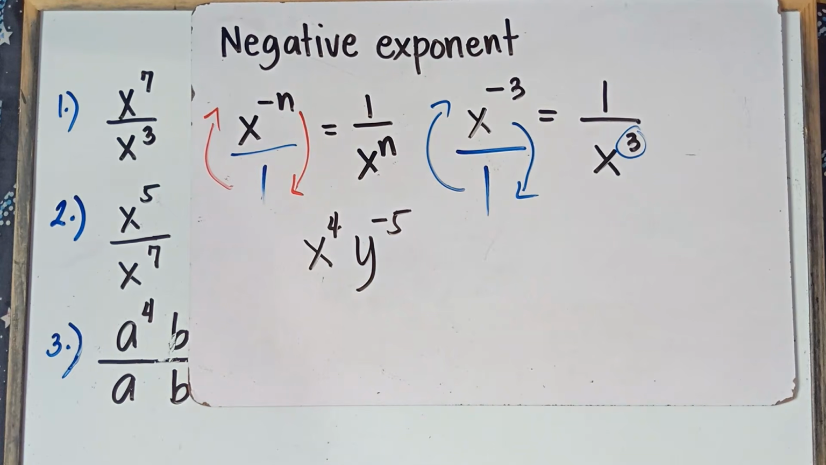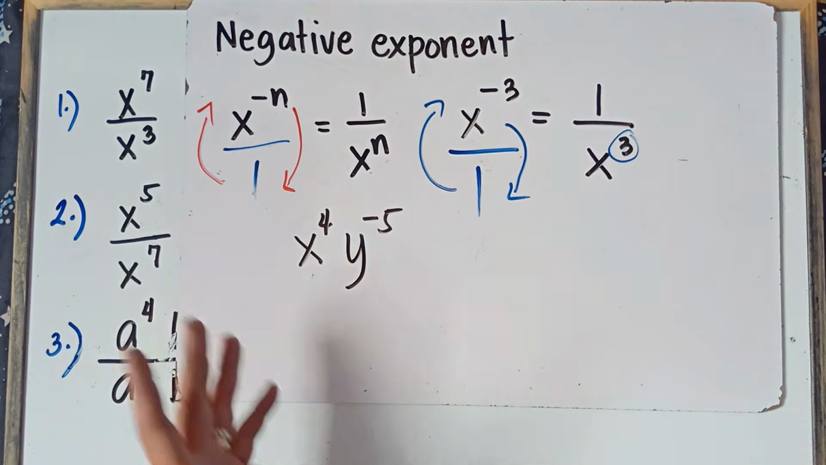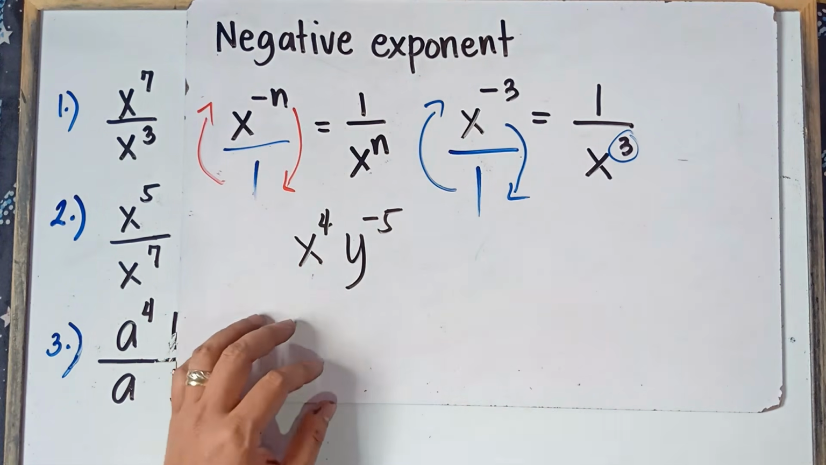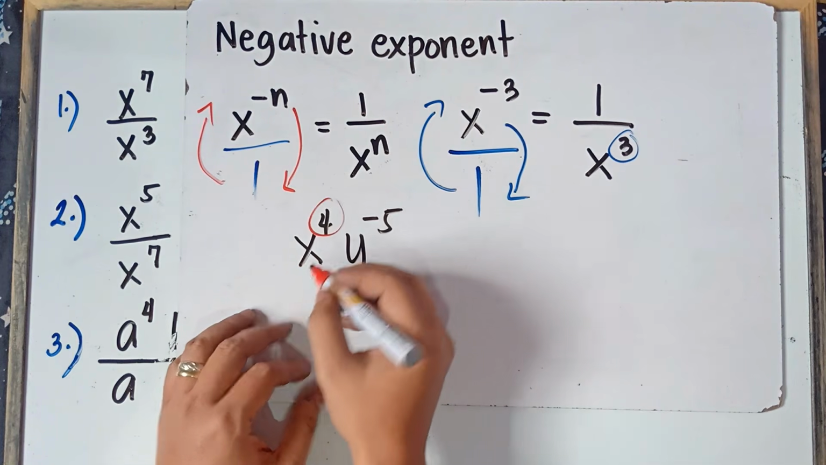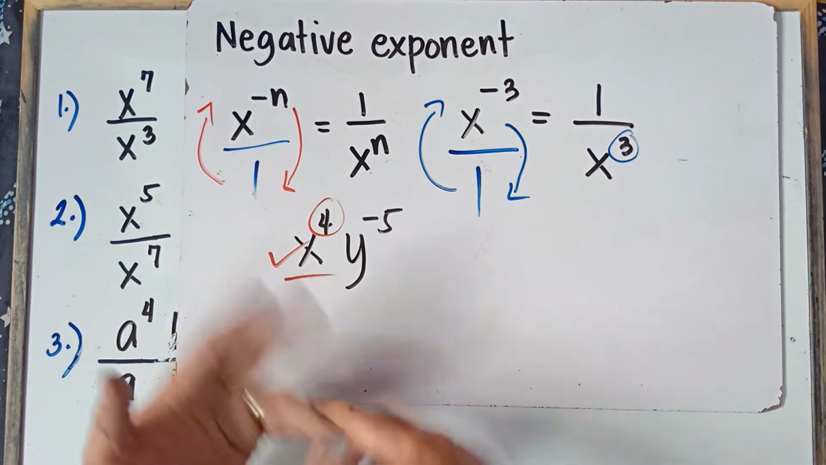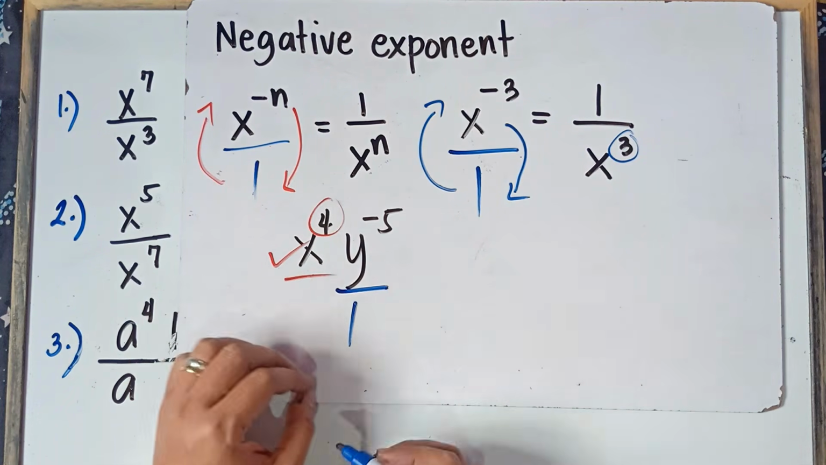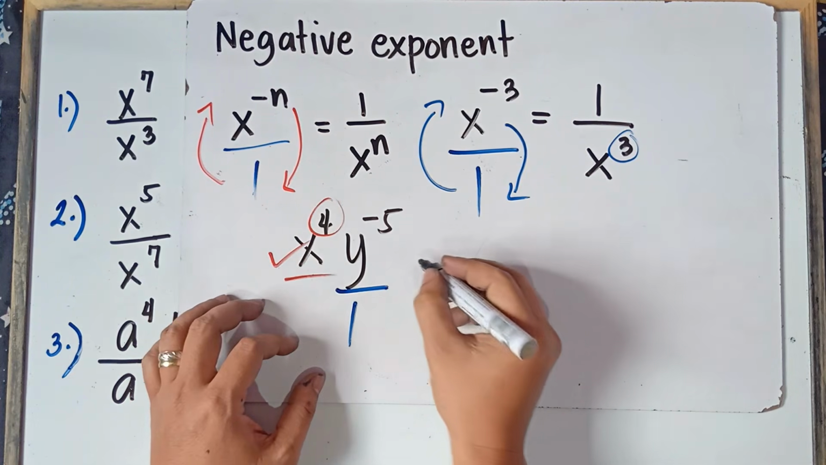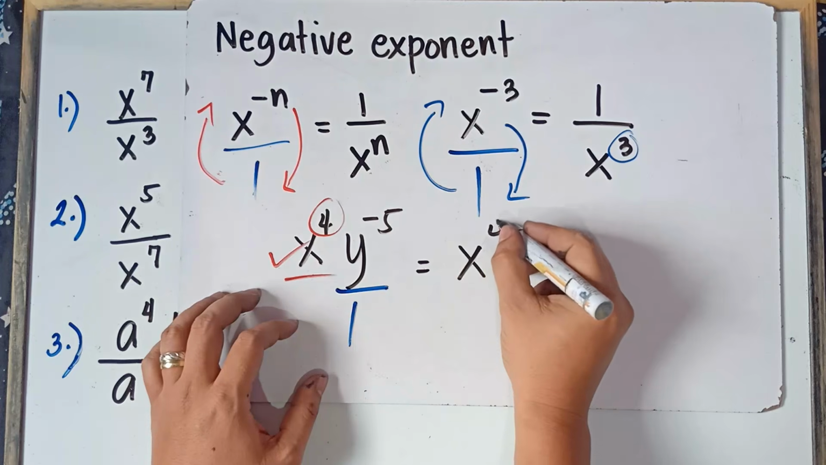X raised to the power of 4, y raised to the power of negative 5. That's correct. Once again, this one, we cannot simplify this one because this is a positive exponent. So this is okay for x, but this is negative. Therefore, we need to get the reciprocal. Understood that there's 1 here. So this will become x raised to the power of 4.